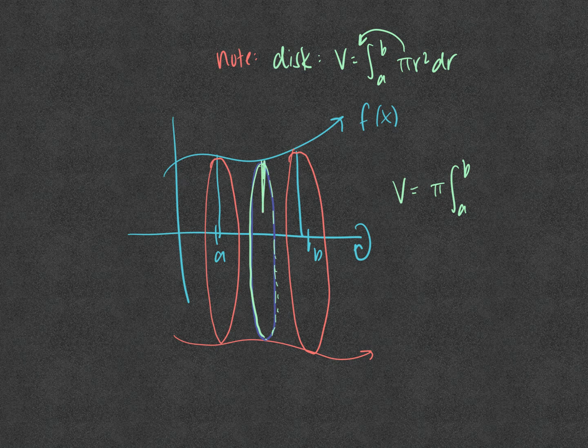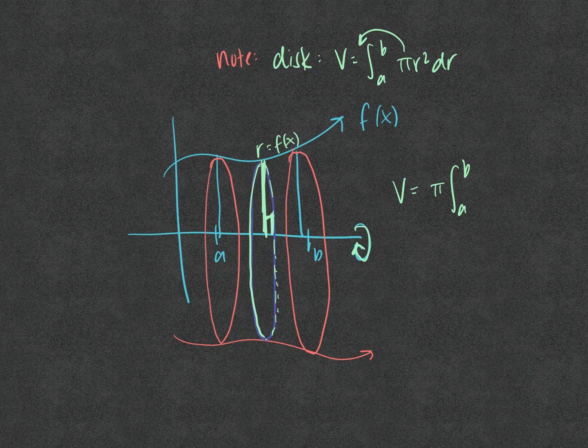Now this radius right here is always perpendicular to the axis we're rotating around. See how we're rotating around the x-axis? So this is our radius, and our radius is going to be equal to the equation for f of x. Right here in green in the middle, that's our radius.